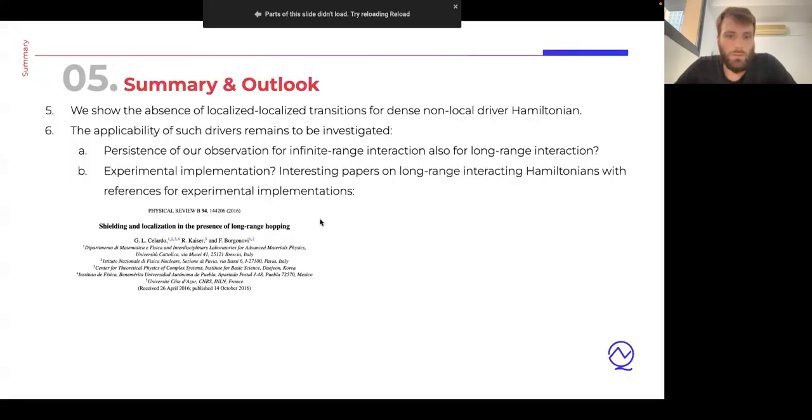Voila. Oh, the slide didn't load, try loading. Okay. Not sure, anyway. Okay, well, that's not too bad.